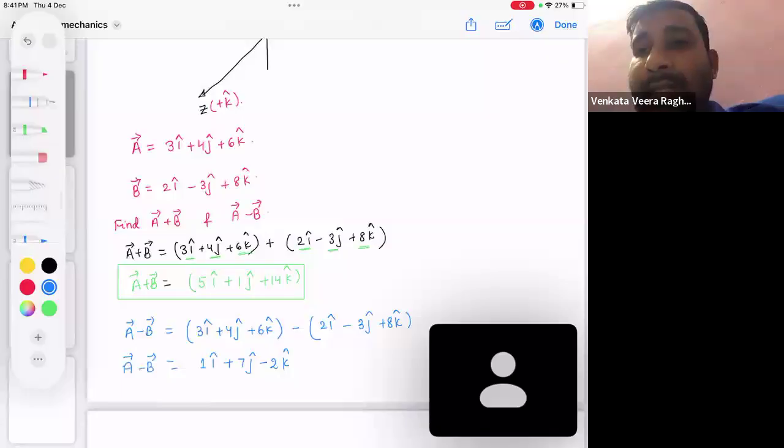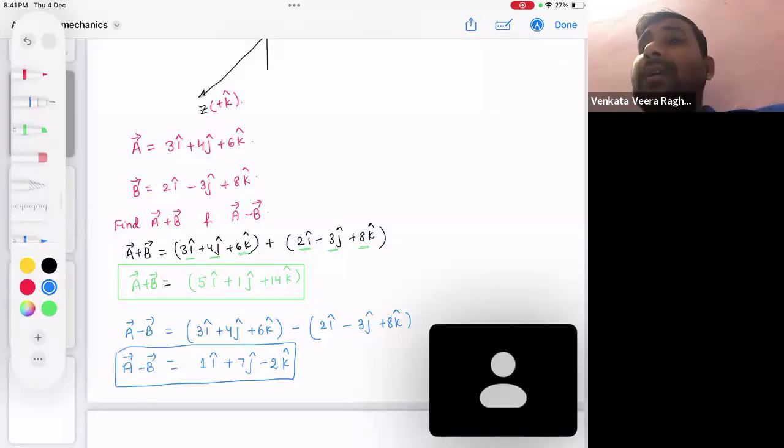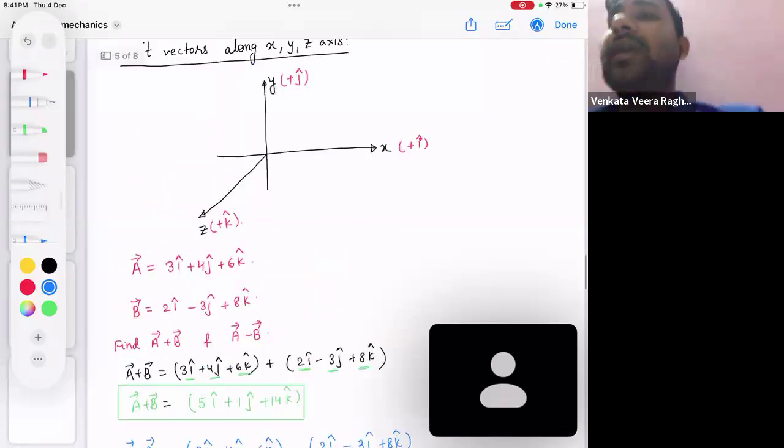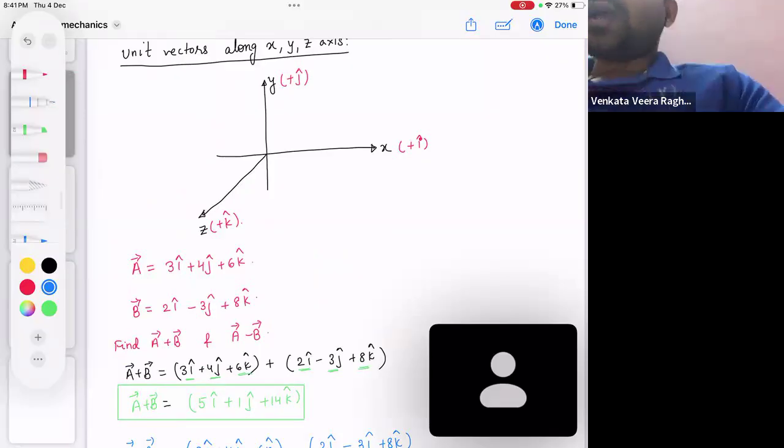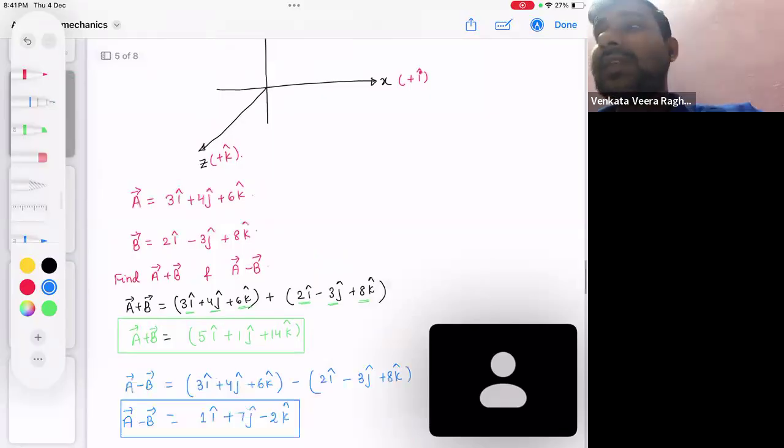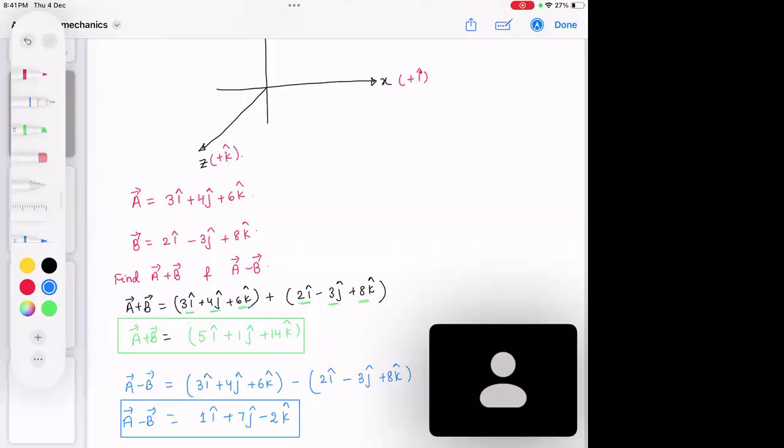Is that clear? So whenever the vector is given in component form, meaning x, y, z, that is i cap, j cap, k cap format, then if we want to add these vectors, what should we do? We should add them component wise. If they want us to subtract, we will subtract them component wise. Is that clear about the A plus B and A minus B thing, if the vector is given in component form? Yes, sir.